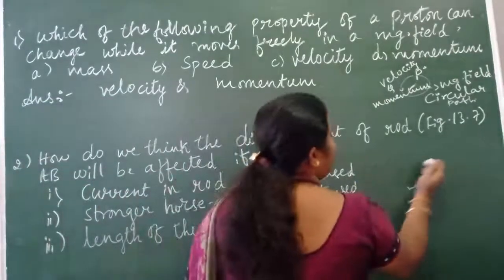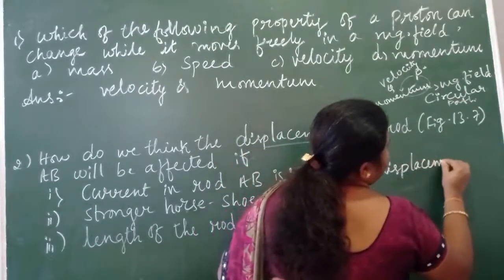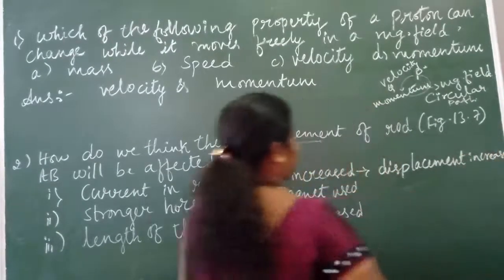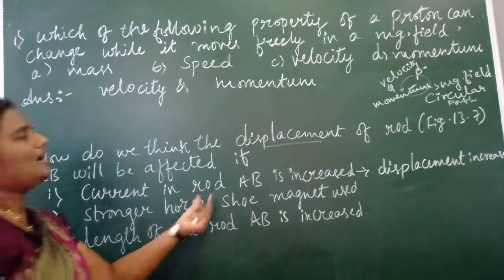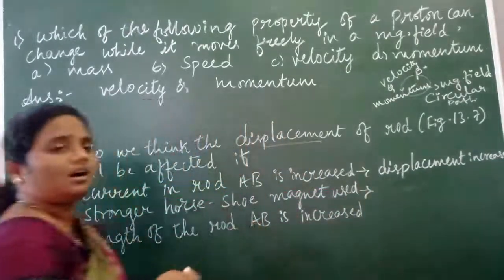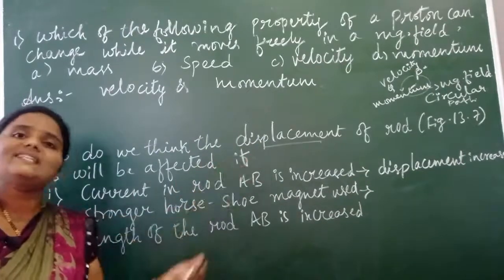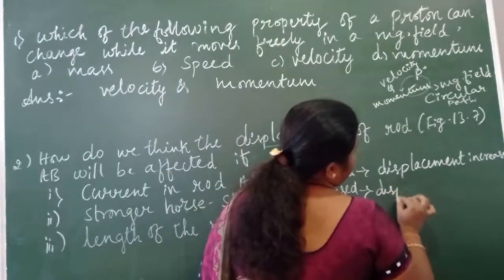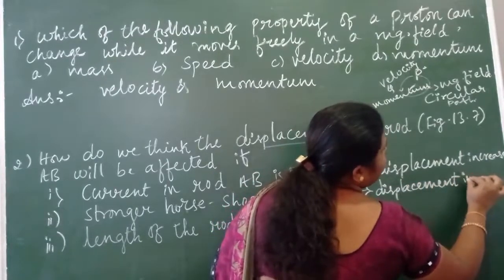So we can write here: displacement increases, isn't it? Then how is it affected by the use of a stronger horseshoe magnet? Definitely the displacement of the rod also increases, because more force will be there. If there is more force of attraction, more displacement will be shown by the rod. So here also displacement increases if we use a stronger horseshoe magnet.